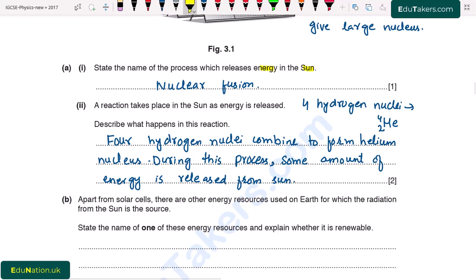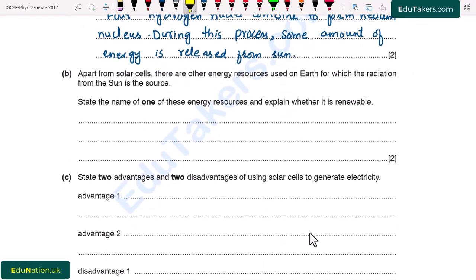Next, part B. Apart from solar cells, there are other energy resources used on Earth for which the radiation from the sun is the source. State the name of one of these energy resources and explain whether it is renewable. So these are fossil fuels, waves, wind. All of these sources are renewable because we can use them again and again. Or we can simply say that we can get energy from these resources again and again.